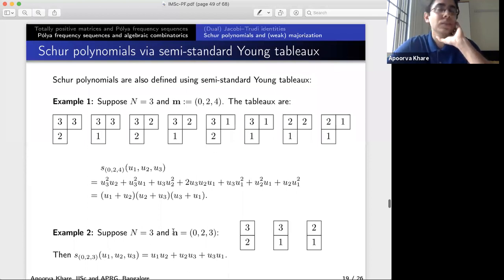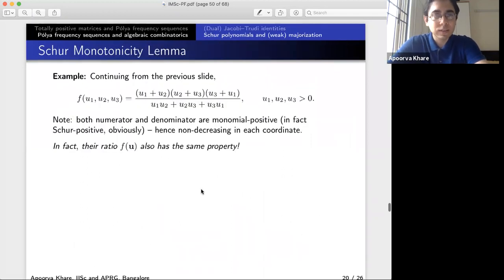And now the claim is somehow this. So clearly you see that each of these is a sum of monomials. So the value of this function, when I evaluate it with all the u_i being positive, increases along coordinates. The claim is that the ratio has the same property. And as you see, this does not divide the numerator. There is no actual division going on. But nevertheless, the ratio has the same property when you evaluate it on the positive orthant.